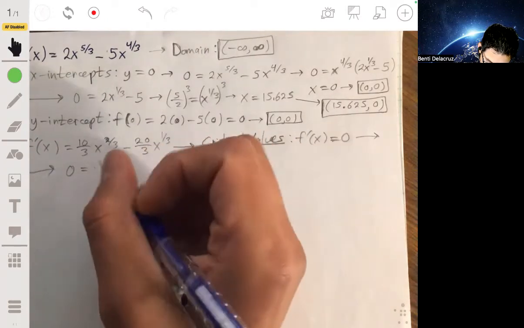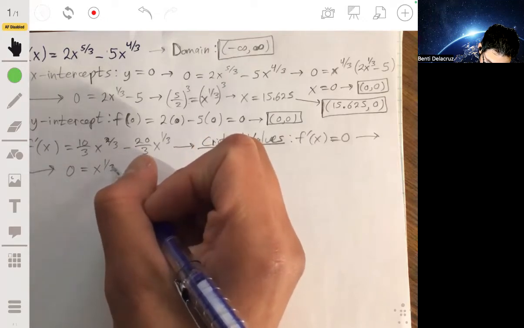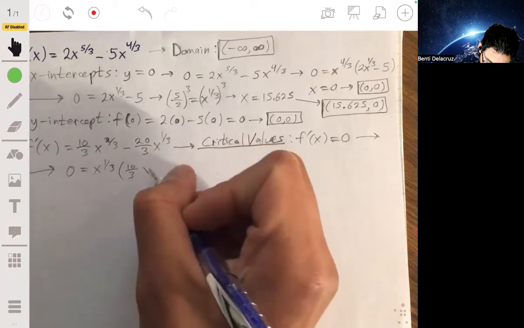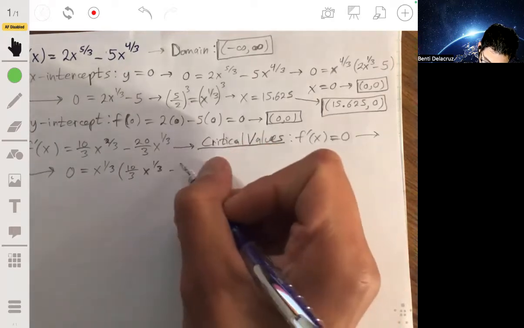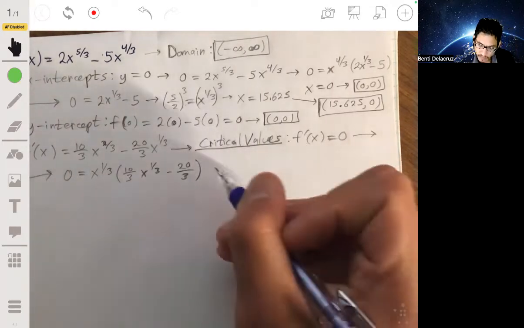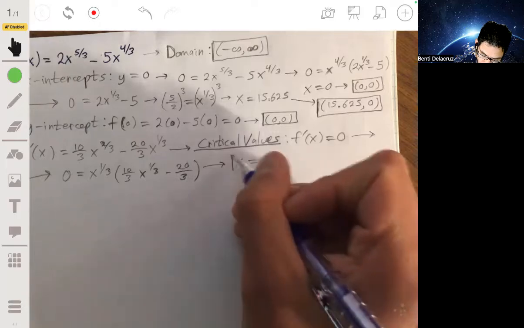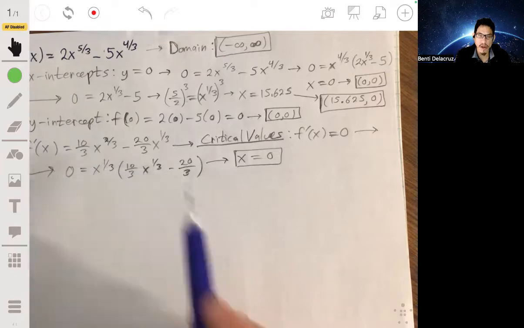And you could factor out, I guess, the x to the 1/3. Let me actually do that. But you'll still get 0. It's just to show it more clearly. So x to the 1/3 times 10/3 x to the 1/3 minus 20/3. So you're going to have one of the critical values be when x is 0. And the other one, if you can find a 0 here.